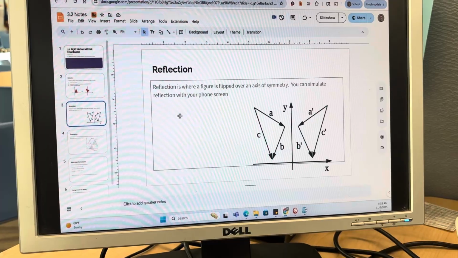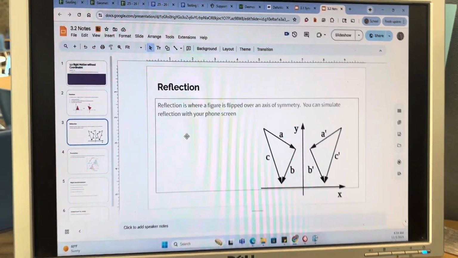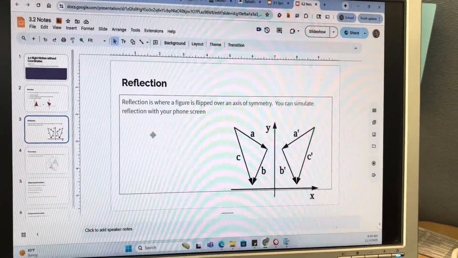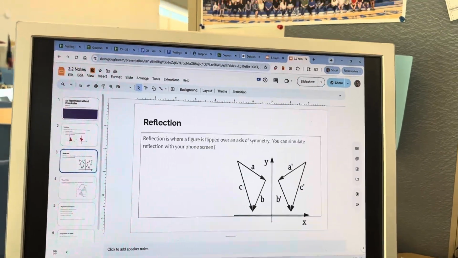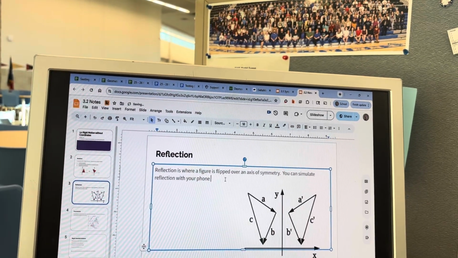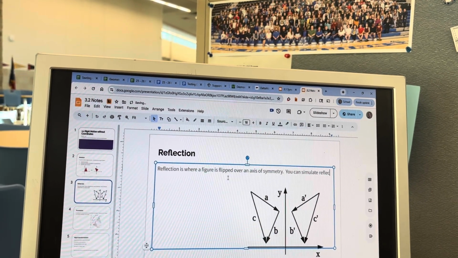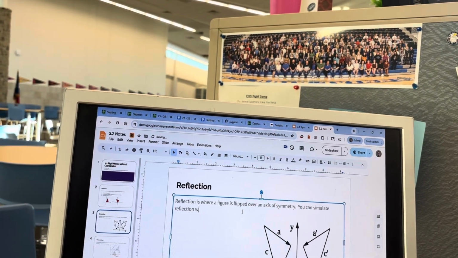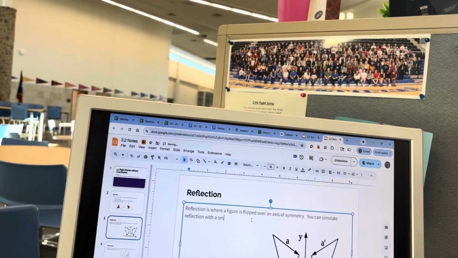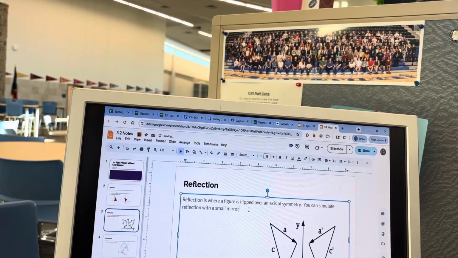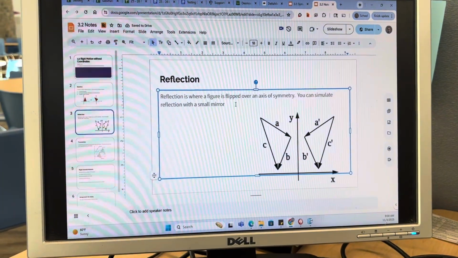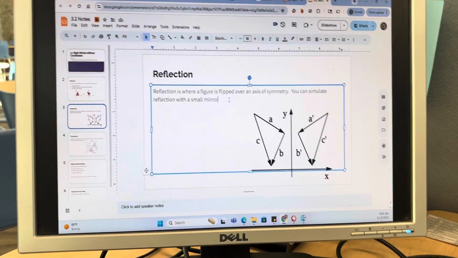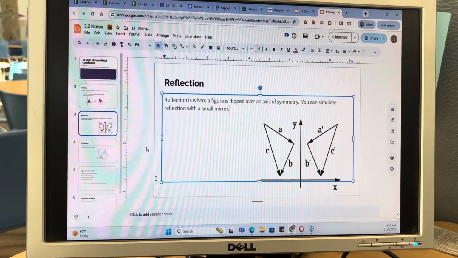The next thing that you have is reflection. We have a figure flipped over an axis of symmetry, so we do have symmetry between the two figures. You can no longer simulate this reflection with your phone screen. So I'll have to see about reflection maybe with a small mirror. I'll have to see if I can find some transparency things, some reflective surfaces so that we can do some reflection.